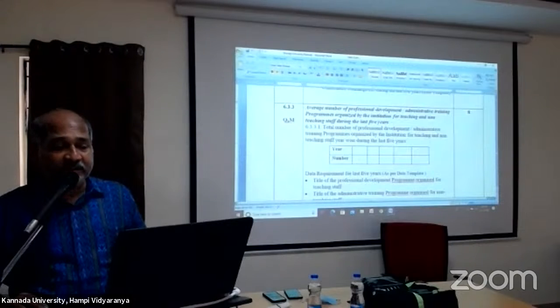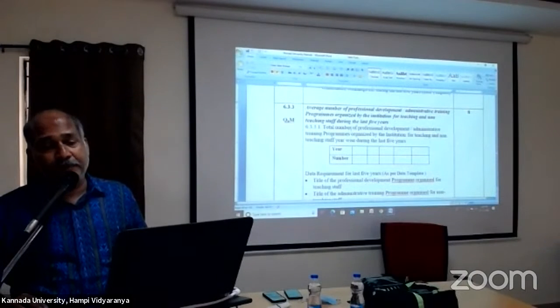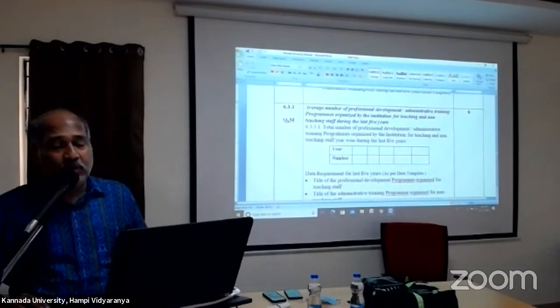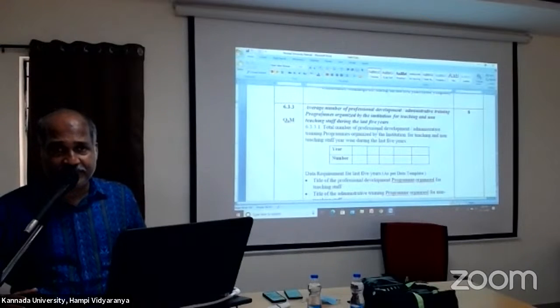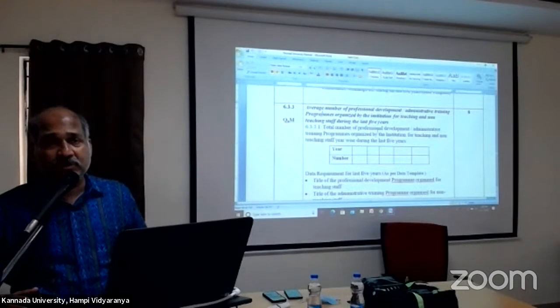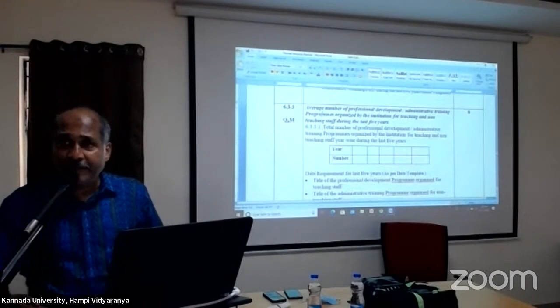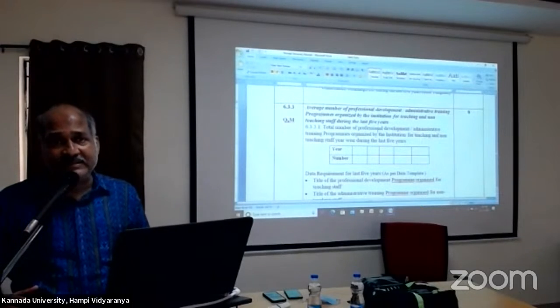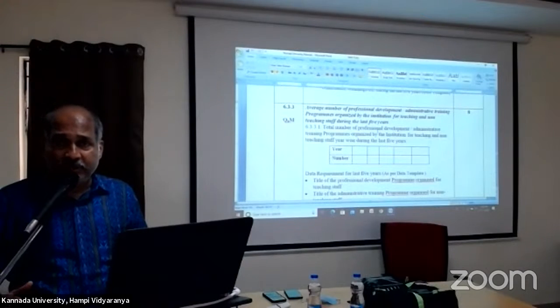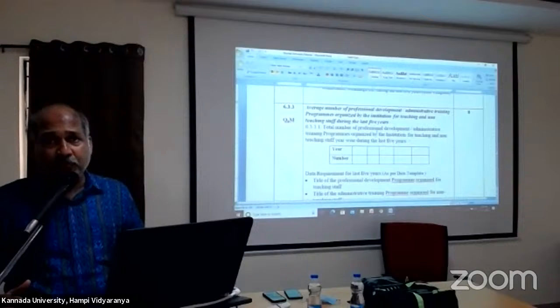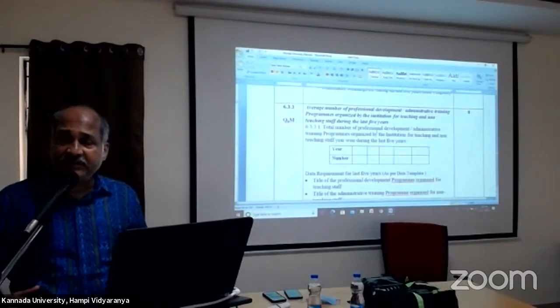Again, it's a quantitative matrix. Total number of programs you have organized for teaching staff and non-teaching staff in last 5 years. For teaching staff also, you should conduct some faculty development programs. You can conduct a program on teaching pedagogy, on outcome-based education, on student-centric learning, and on critical thinking and creative thinking development, how to engage the class.